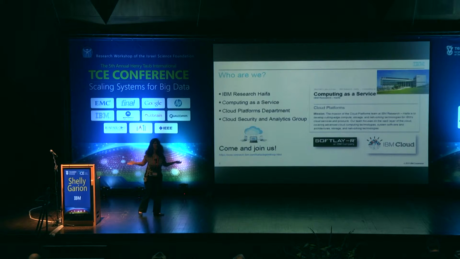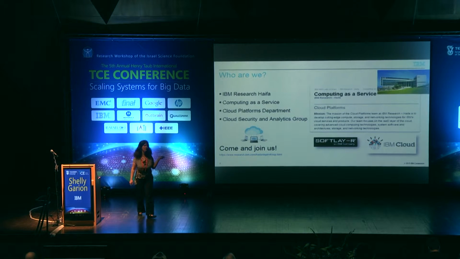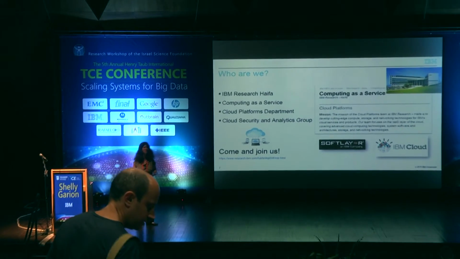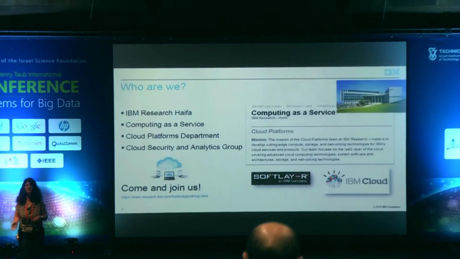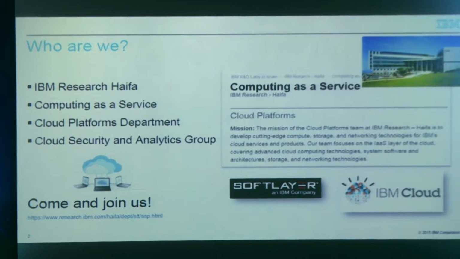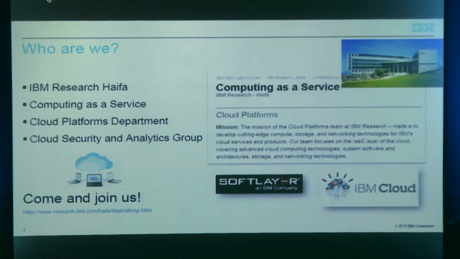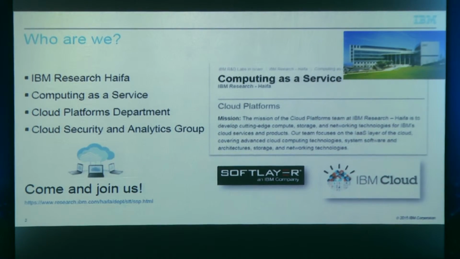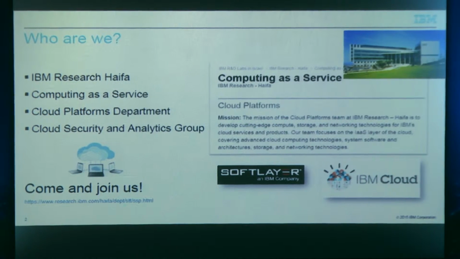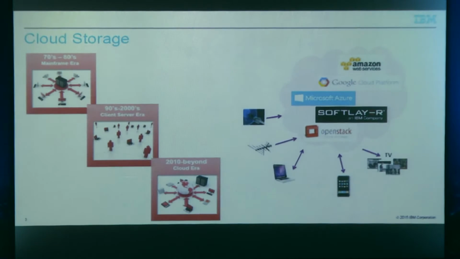So first, who am I, who we are? We are from IBM Research Haifa, from Computing as a Service, from the Cloud Platforms Department. Actually, half of our department is in Haifa, and half of it is located in Ramat Achial in Tel Aviv. And I am from the Cloud Security and Analytics Group. We are doing both more theoretical research work, and we are also cooperating with the new division of IBM Cloud and with IBM's Cloud on software. So come and join us and visit our website.